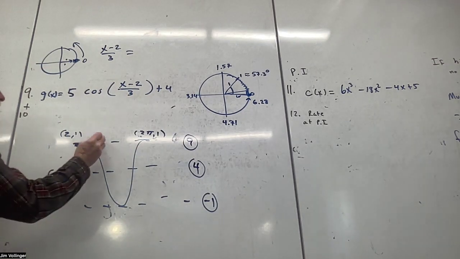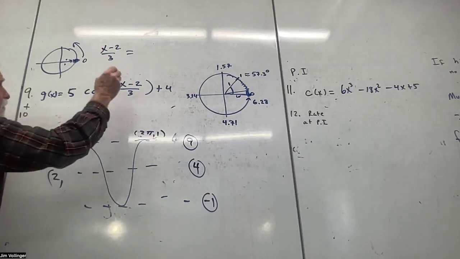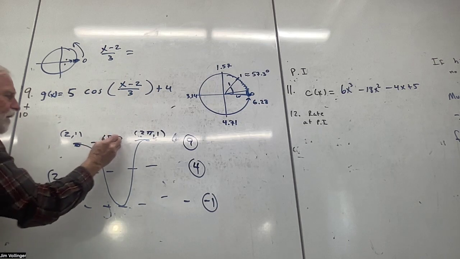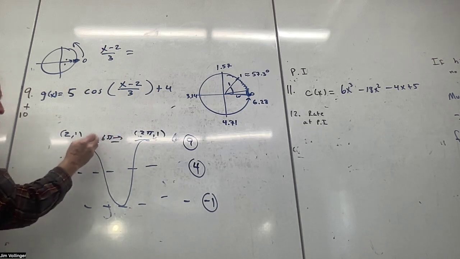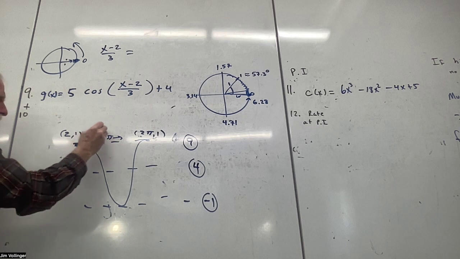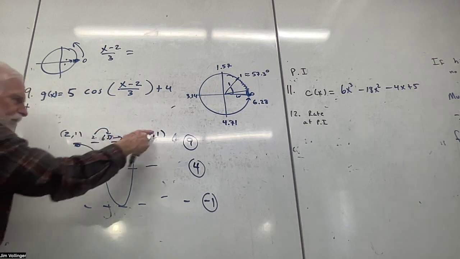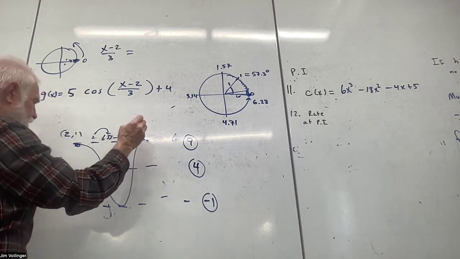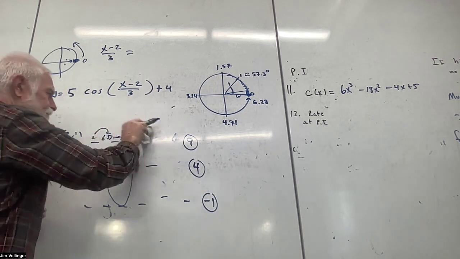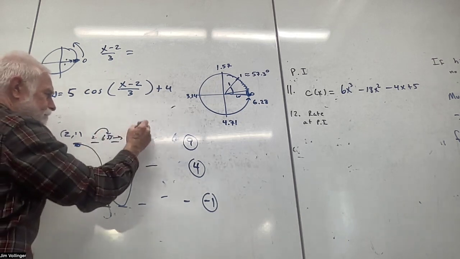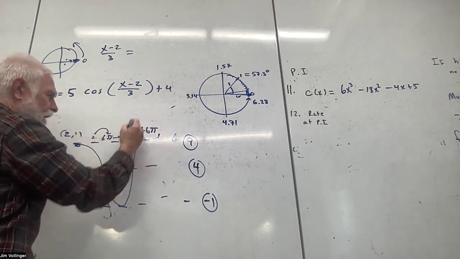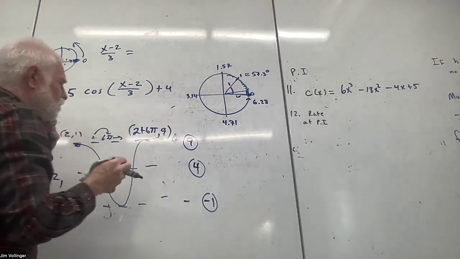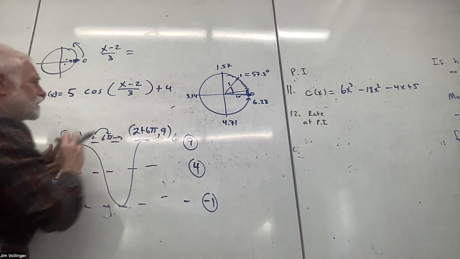And I know the period here is, what did I say, 6 pi? So I'm moving in that direction, 6 pi from what? From 2. From 2, I'm moving 6 pi in that direction. So therefore, I'm ending up at 2 plus 6 pi. And then I'm back to 9. Let's see how that one works. Let's put 2 plus 6 pi in for x.